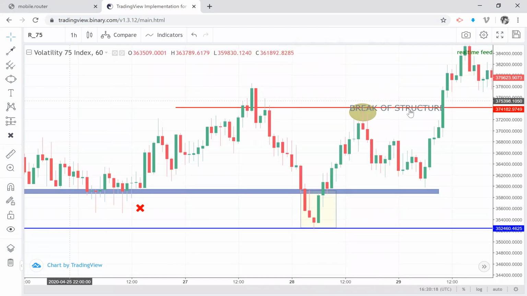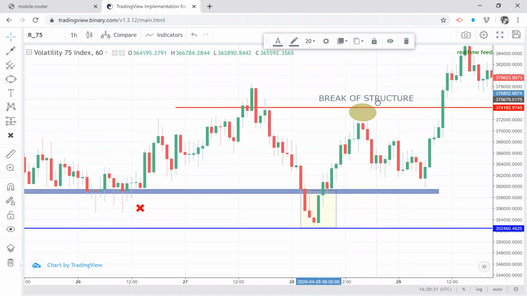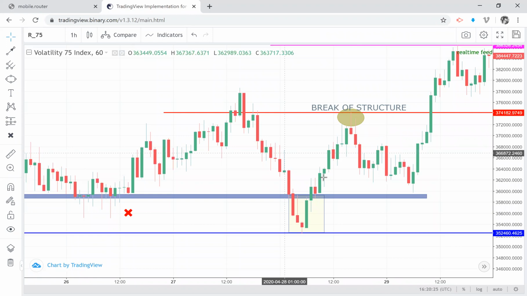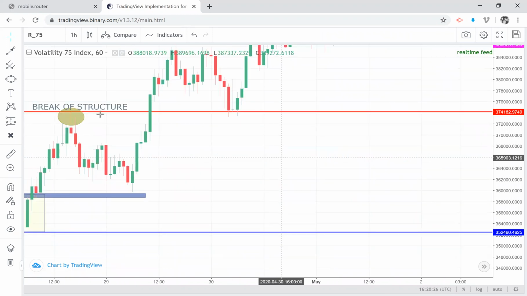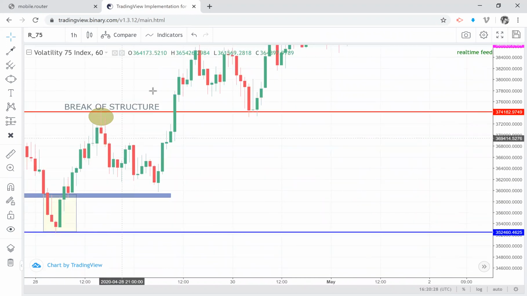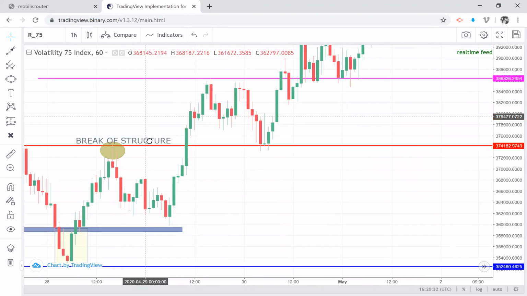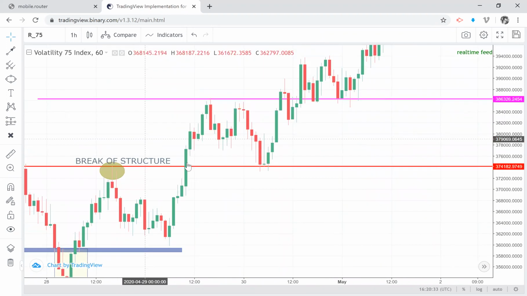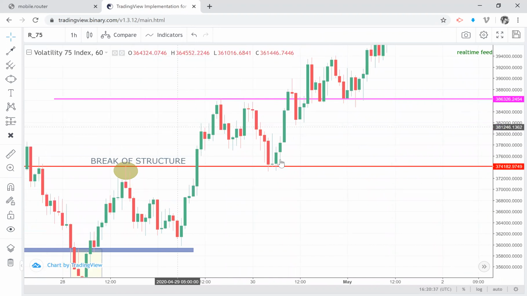All right. So break of structure. Now you see break of structure. Now let's move. When this market broke this structure right here, what happened? It went up above. And when it went up above, what happened? It came and retested that structure.